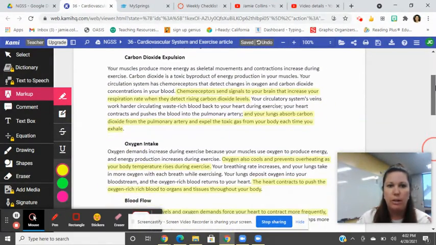So I'm going to start here, carbon dioxide expulsion. Chemoreceptors send signals to your brain that increase your respiration rate when they detect rising carbon dioxide levels. So the cause is your carbon dioxide levels rise, and the effect is your chemoreceptors send signals to your brain to increase your respiration rate, which is your breathing rate. Okay, so let's go ahead and put that.